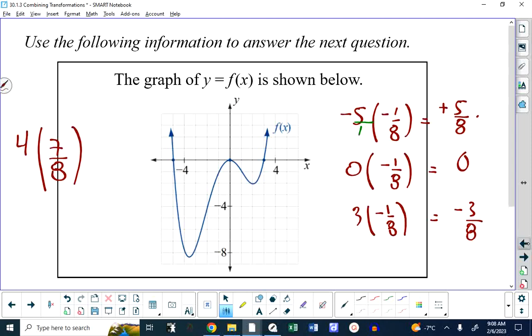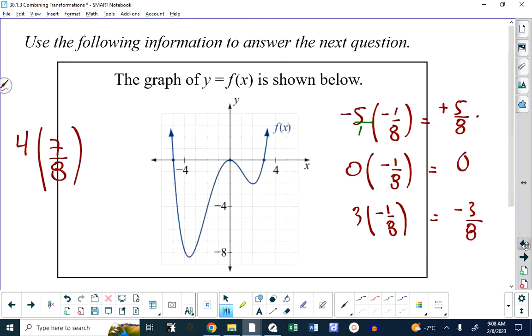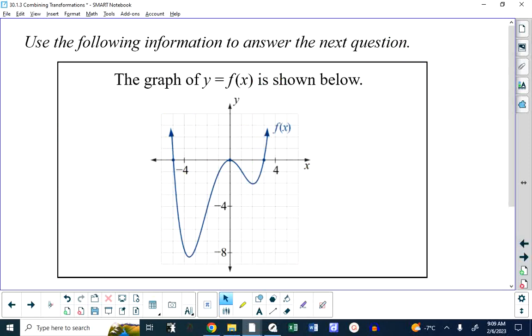I chose to explain that using an algebraic approach. You certainly didn't have to do all this and think of mapping. What you could have done is you could have simply said, these points are going to be reflected horizontally and stretched by a factor of 1/8. So the -5 is going to become positive 5, and then I'm going to multiply by 1/8. You could have reasoned it out that way. Is that okay? Yep. Other questions?